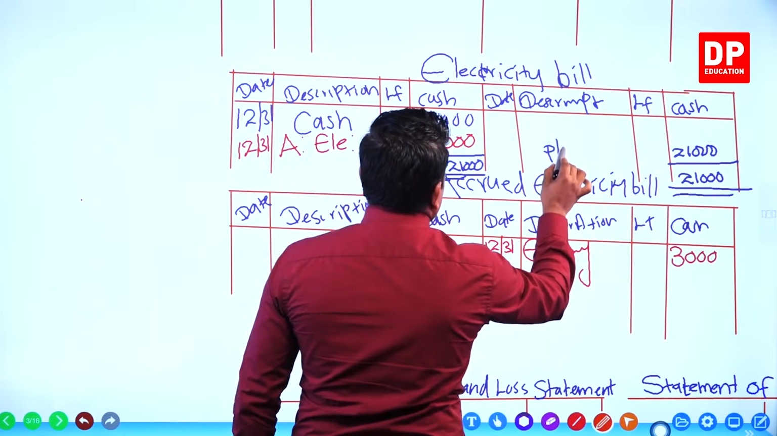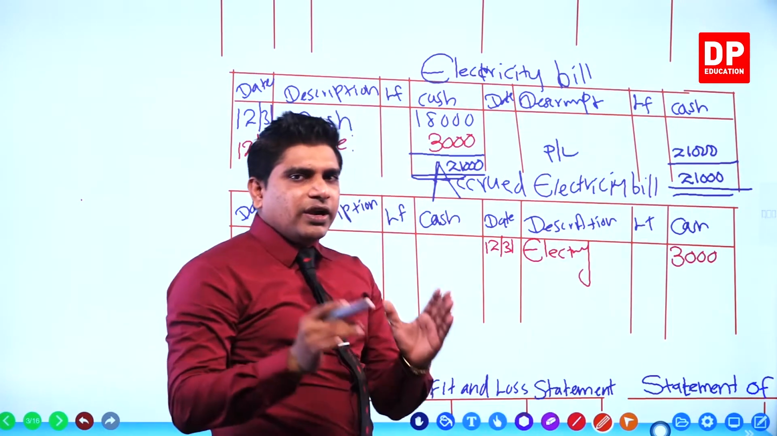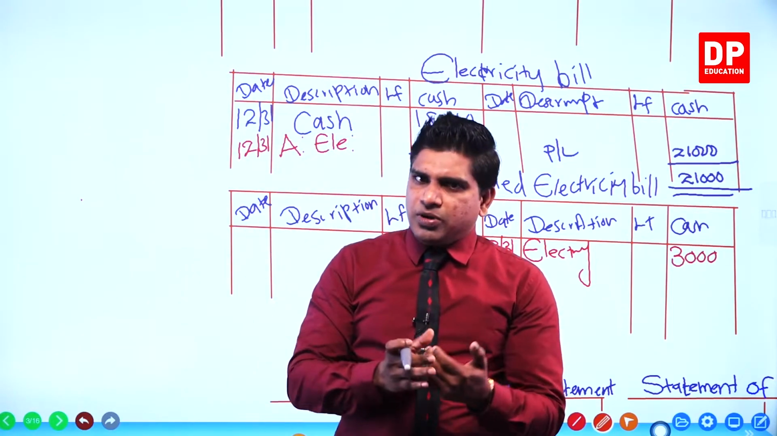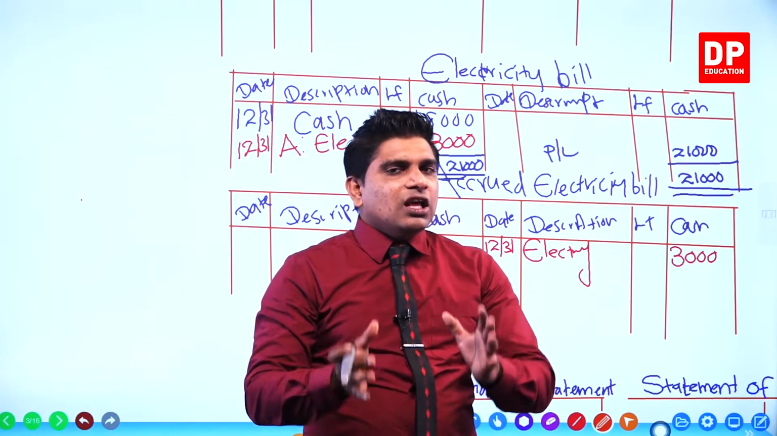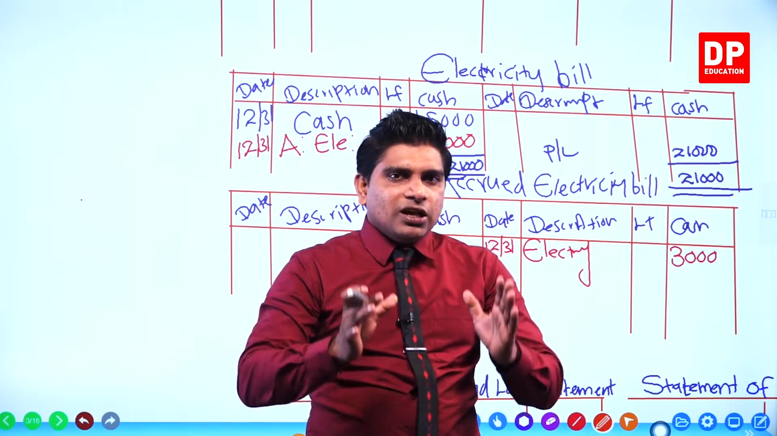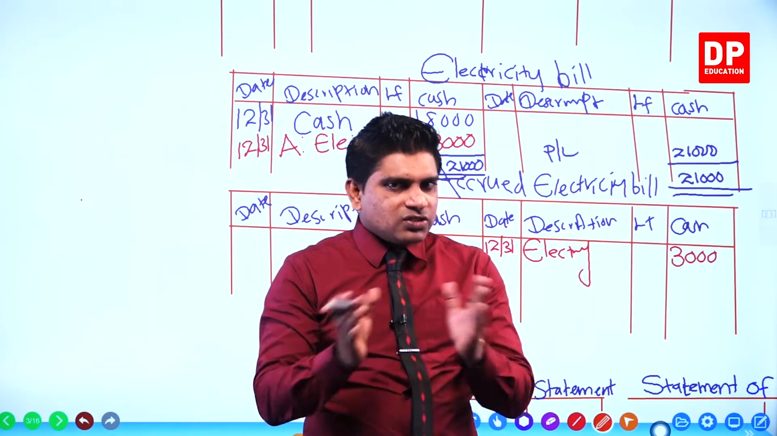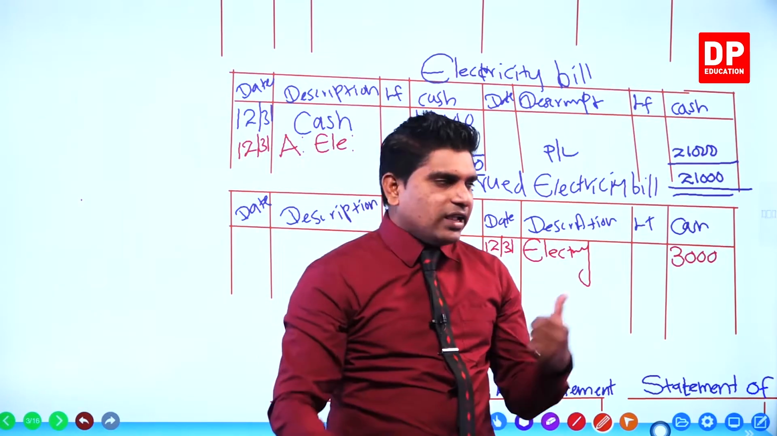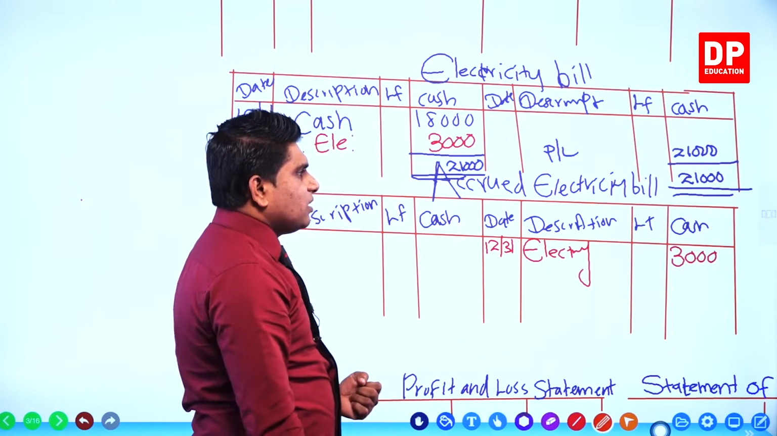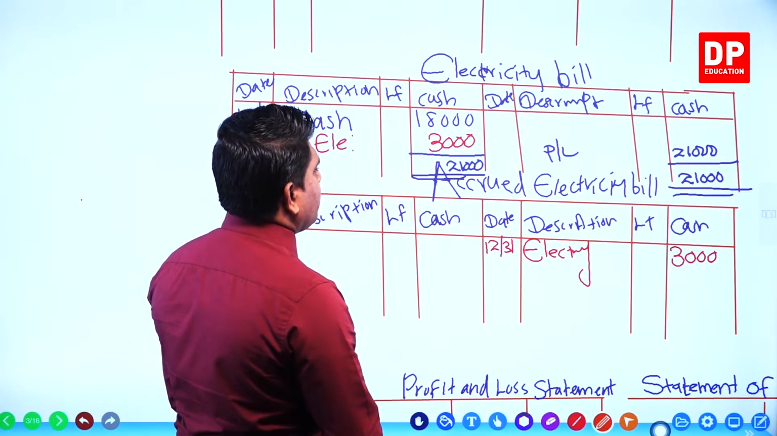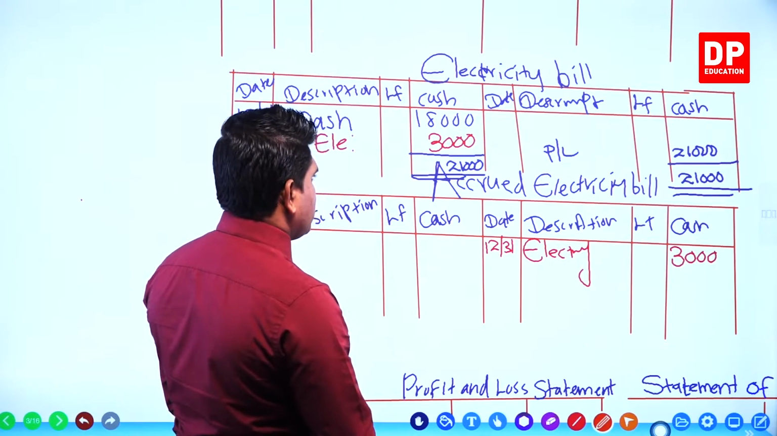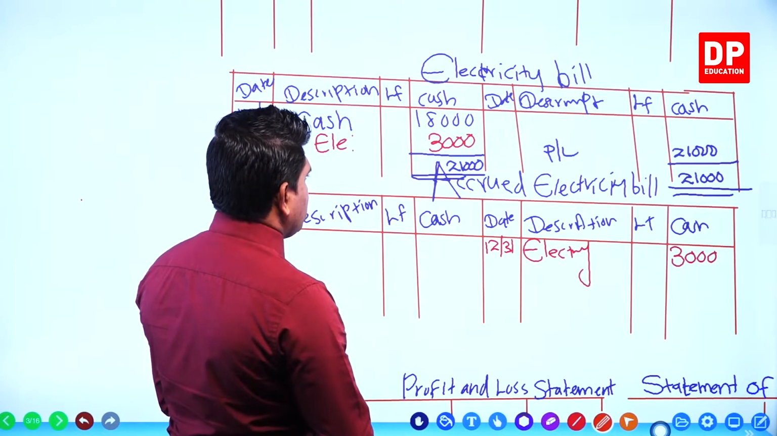Profit and loss statement. Remember, every time after recording the adjustment details in the ledger accounts, every income account and every expense account we transfer to the profit and loss statement. That's why we transfer this one to the profit and loss statement, right?